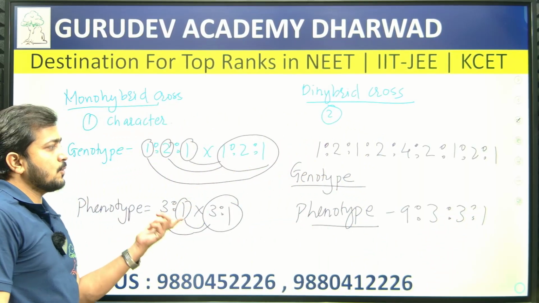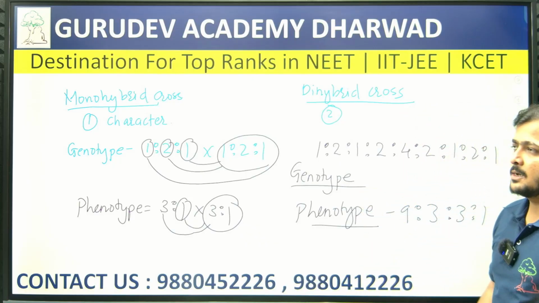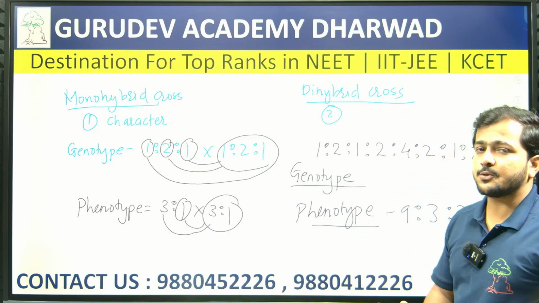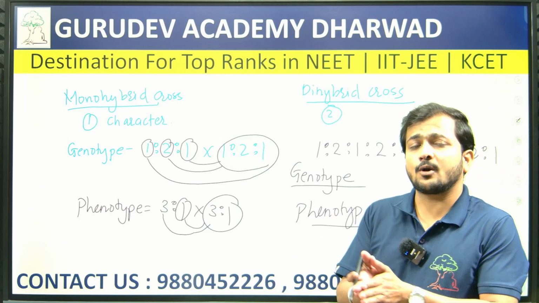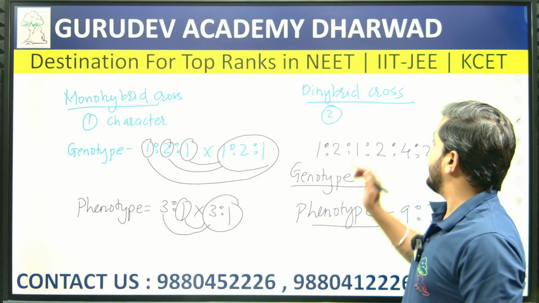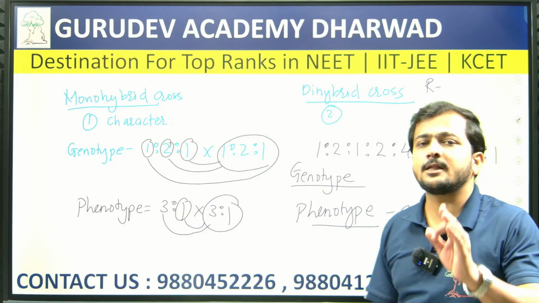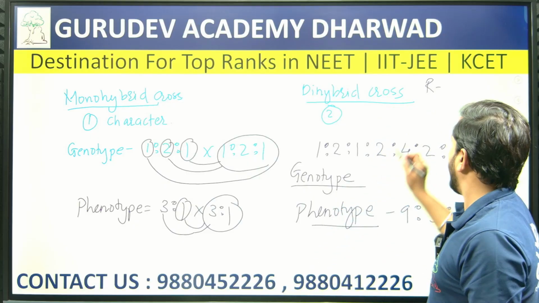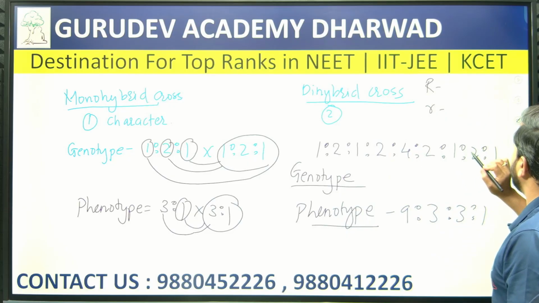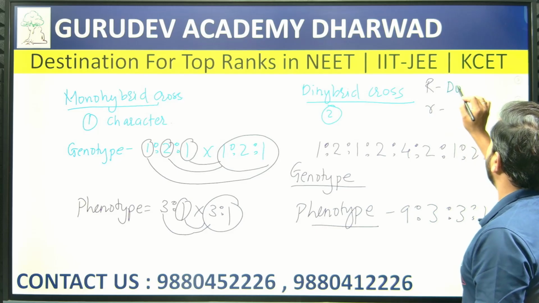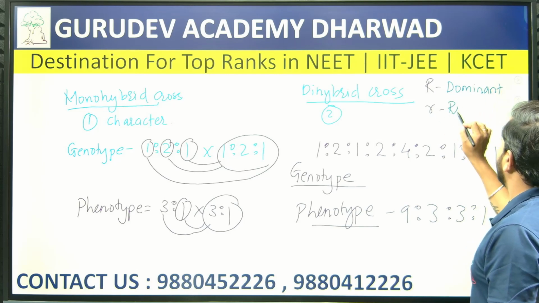So based on that, we can write the multiplication for the phenotype as well as the genotype, right? This is the simplest way to remember, overall, whether it is a monohybrid cross or a dihybrid cross. The capital letters represent the dominant character, and the small letters represent the recessive character. So a capital letter is a dominant character and a small letter is a recessive character.